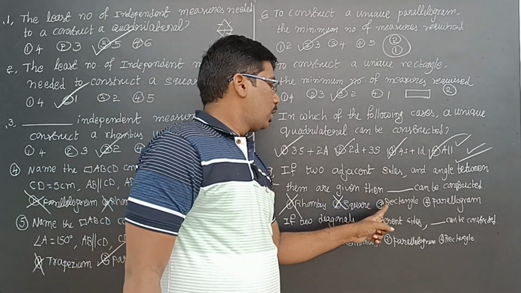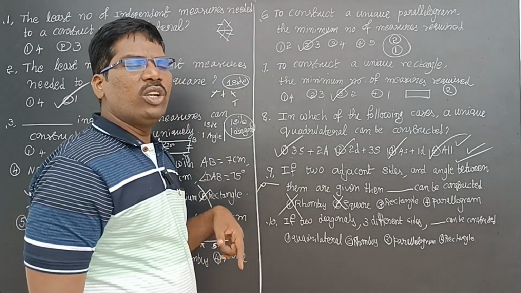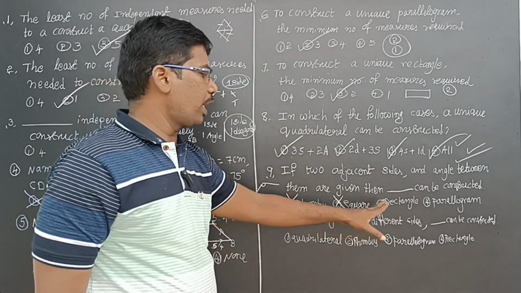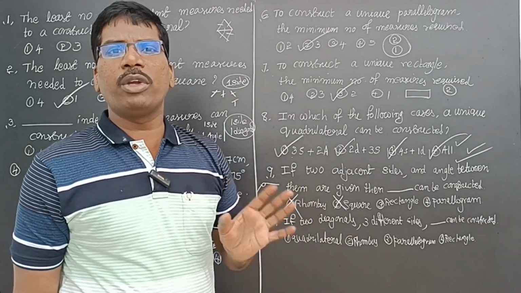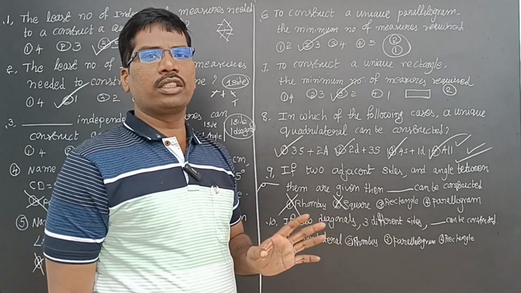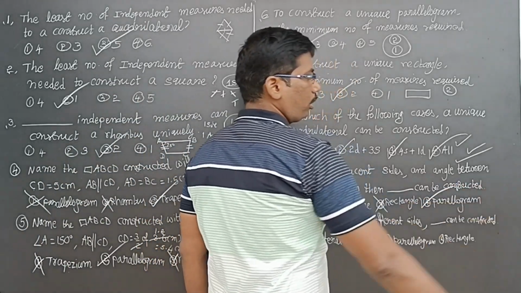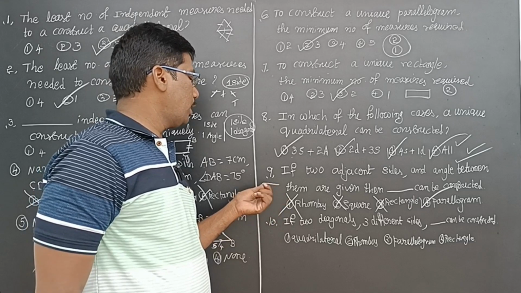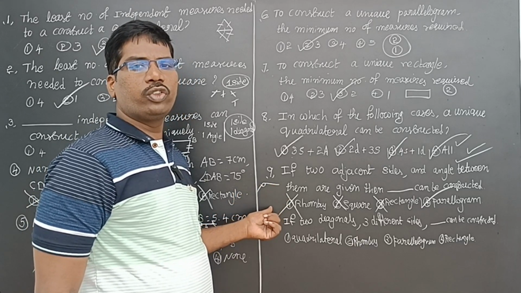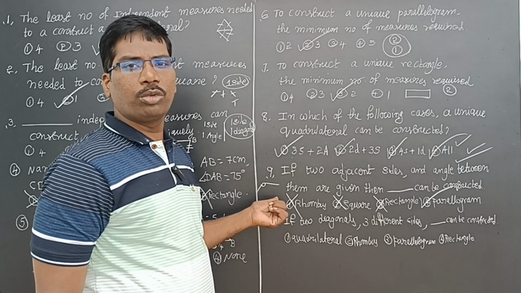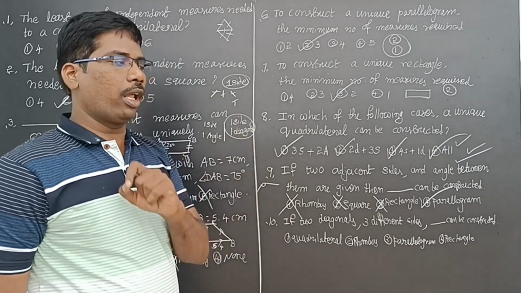Now see here, 2 adjacent sides and the included angle are given. An included angle will not be given for a rectangle, because we know very well it is 90 degrees. They will not give 90 degrees, so rectangle is also wrong. It will be a parallelogram. If 2 adjacent sides and 1 angle are given, the other 2 sides we know very well, because opposite sides are equal. Then it must be a parallelogram.